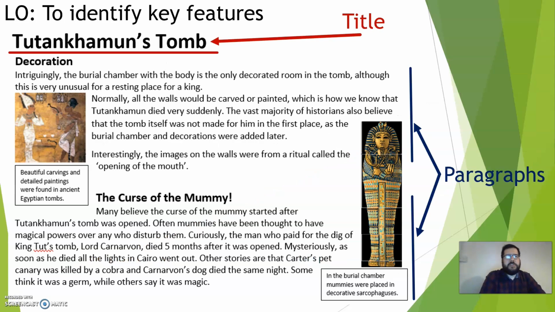The next one here, we've got the title. We know that this report is all about Tutankhamun's tomb. And you can see there we've got two different paragraphs, one all about the decoration and one all about the curse of the mummy, split up so we can easily find the bits we need.